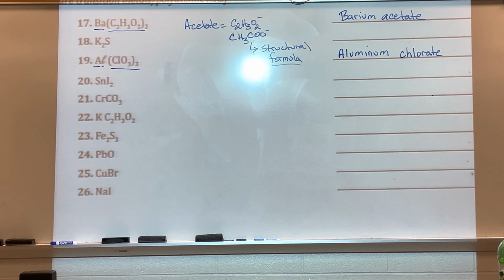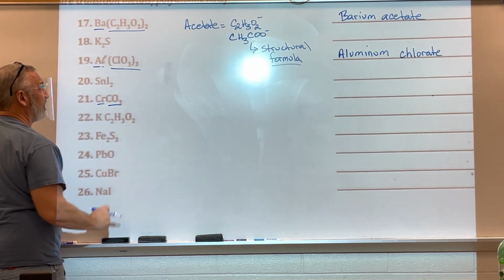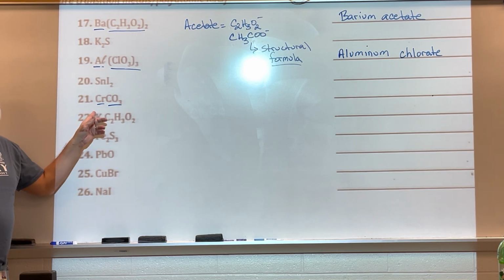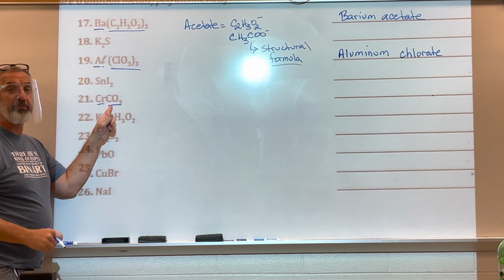21. Here's my positive thing, here's my negative thing. Is the positive thing hydrogen? No, so it's not an acid. Is the positive thing a metal? Yes. Does chromium have more than one possible oxidation state? Yes. The only way you know is you go and look on the periodic table and you see that it has 3, 6, and 2 written above the symbol. So I have to know which one it is, 3, 6, or 2. So I have to go with what the chromium is attached to.